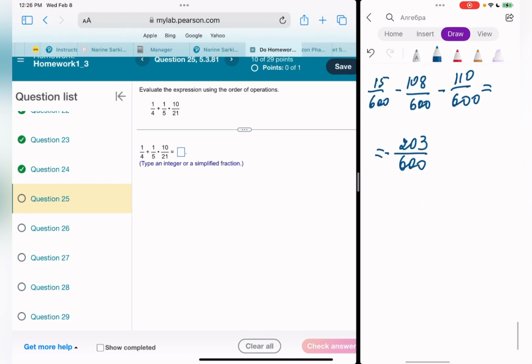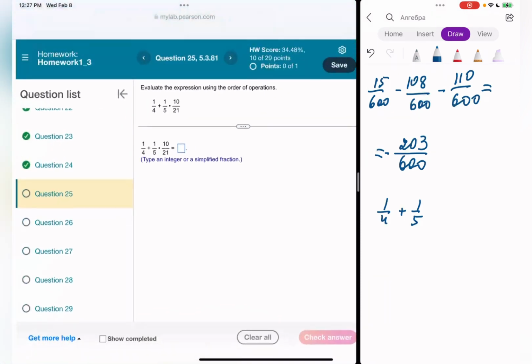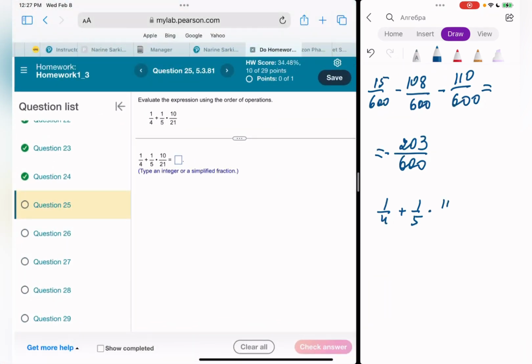Next. 1 over 4 plus 1 over 5, and we multiply by 10 over 21. Now here is a different story. This is going to be the first operation, this is going to be the second operation, because multiplication and division come first and addition and subtraction come second. So I'm going to do 1/5 times 10 over 21. This is 1, this is 2. I'm getting 2 over 21.